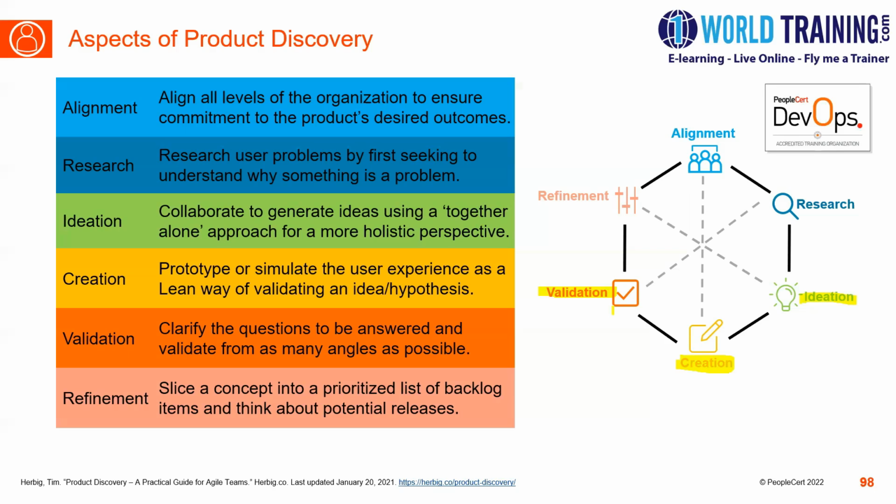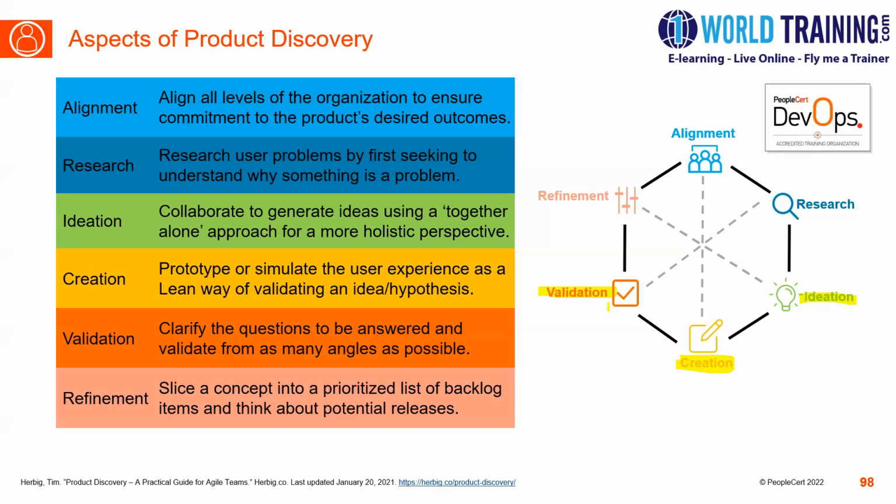After validation, we go for refinement. Refinement is more of an approach where you slice a concept into a more prioritized list of backlog items, and then think about the potential releases. So you do a refinement and ensure how you carry out further prioritization and further work on those prioritized lists. So refinement is slicing a concept into a more prioritized list of backlog items, and finally you need to think about creating potential releases out of it.